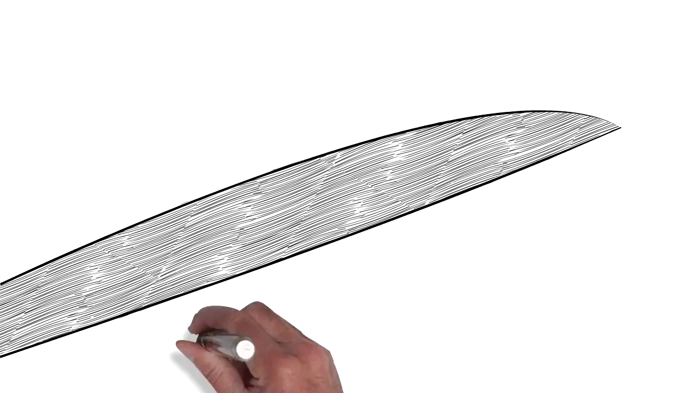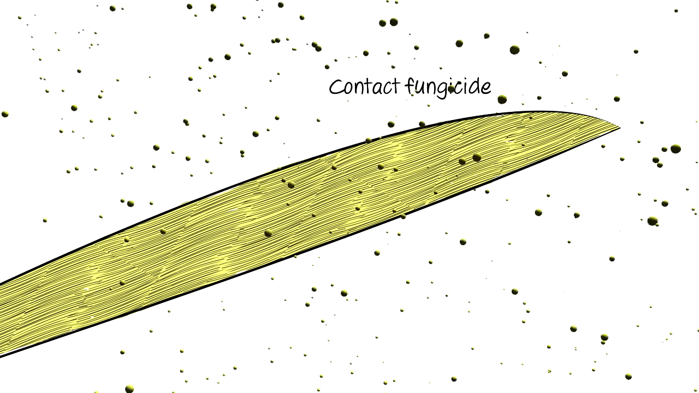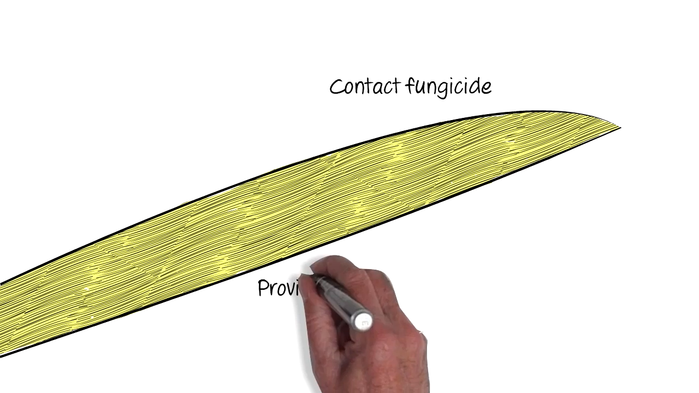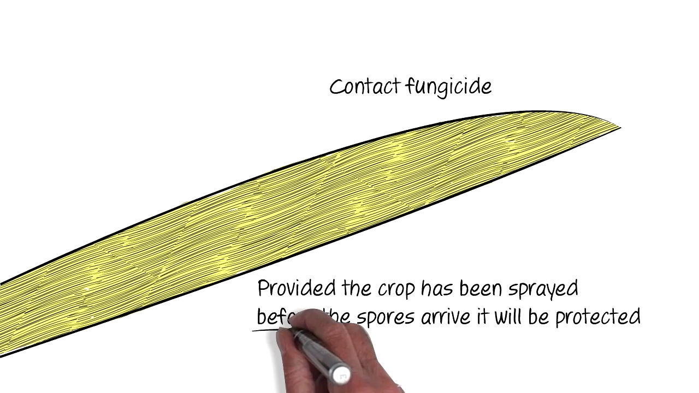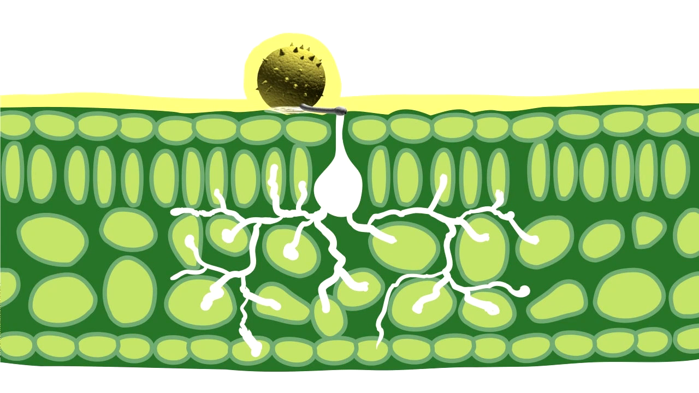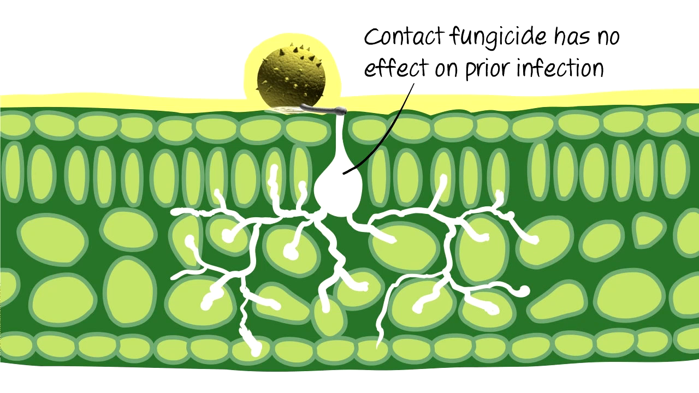The first and most traditional type is a contact fungicide. This covers the surface of the leaf and prevents the fungal spores from germinating and penetrating the plant. Provided the crop has been sprayed before the spores arrive, it will be protected and will prevent the spore from penetrating the leaf. However, contact fungicides provide no protection against spores that have already adhered and penetrated the plant.